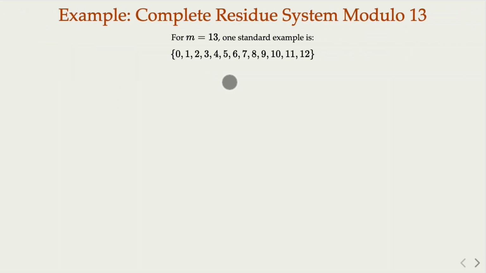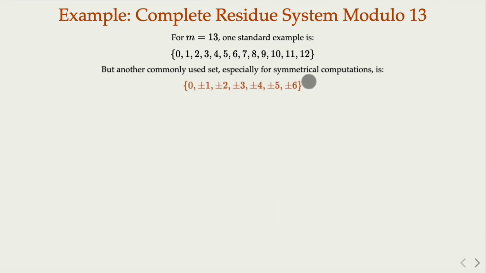For example, for the integer 13, we know that the remainder could be 0 to 12. So this is a standard example of a complete residue system. However, in another form, sometimes we want to examine the problem using symmetric structure or properties, and then it is so convenient to use this form. 12 is congruent to -1, 11 to -2, and so on and so forth, and 7 and 6: 6 is positive, 7 is -6. This is sometimes more convenient to use than the standard one.